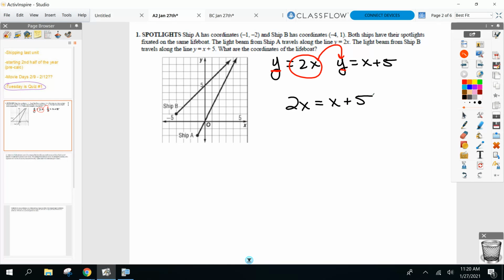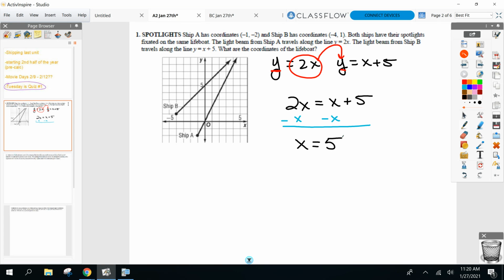Go ahead, you guys. This is no big deal to solve for x. Subtract x, subtract x. I get x equals 5. All right, good. X does equal 5, but you've got to remember, there's an x and a y in the problem. So not only do I need to find x, I need to find y now, because I've got to find both variables, not just x.